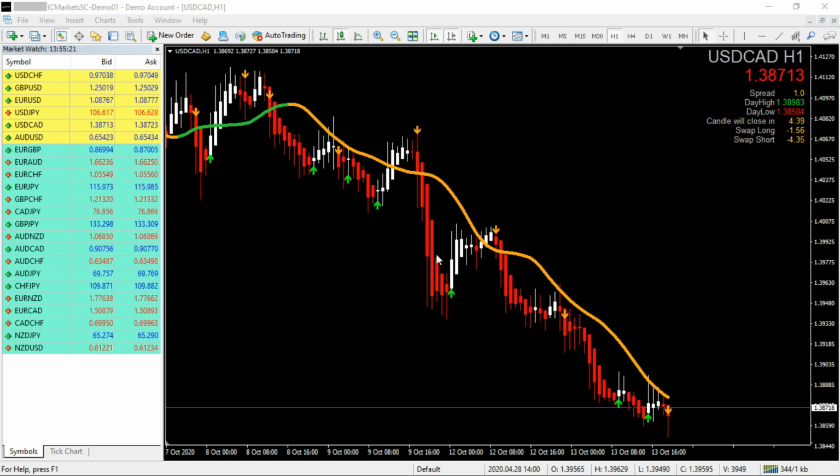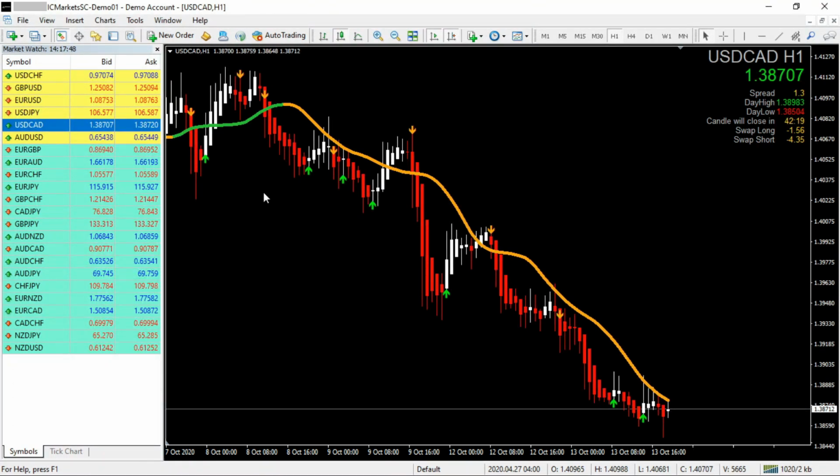There are 2 possible ways to exit the trade. Option 1 is you can wait for the next opposite signal and exit the trade. For example, if you start a trade using this signal, then you can exit with this sell signal. Option 2, you can wait for the trend direction line to change and exit the trade.